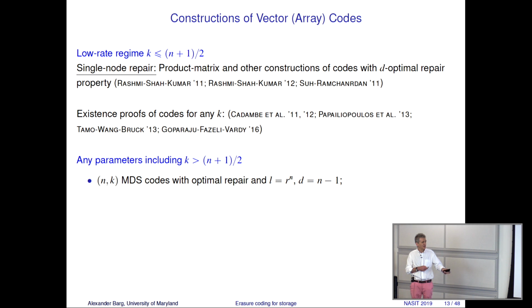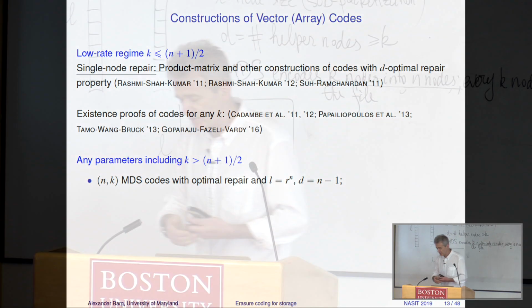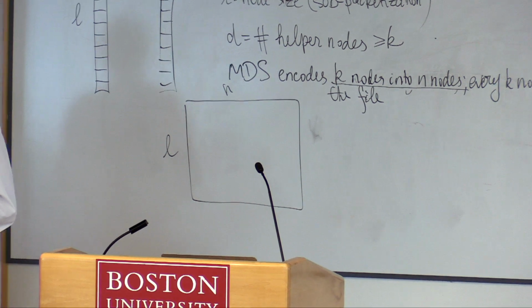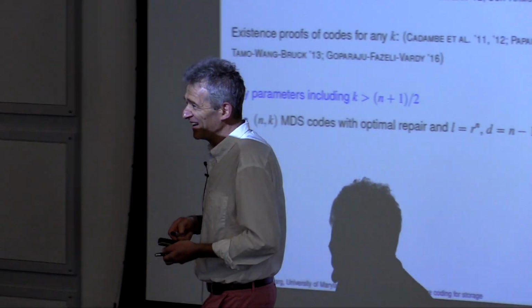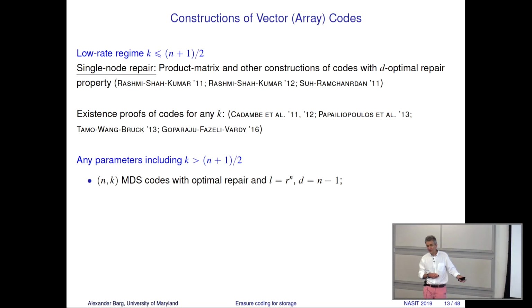What is sub-packetization? Sub-packetization is r to the n, r being the number of parities. Let us put this on the board. r is n minus k, the number of parities. So sub-packetization is r to the n. Sorry, I'm making you turn this thing all the time. r is n minus k. We begin with d equal to n minus 1. So we contact all the surviving nodes.